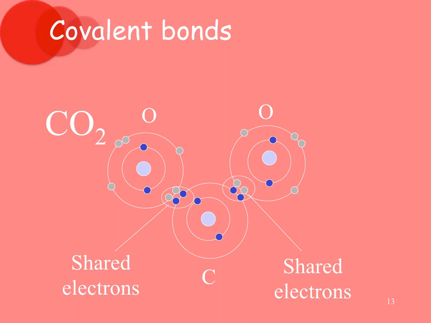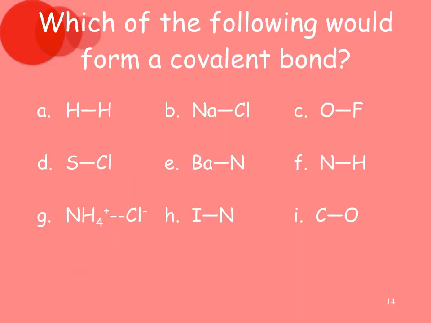So the next thing on page 9 is slide 14. So which of the following would form a covalent bond? Keep in mind the key there is, do we have a metal or an ion? So ions have charges. So letter A, has two hydrogens, both of which are nonmetals. Letter B, we have sodium and chlorine. Sodium is a metal, so therefore not covalent.